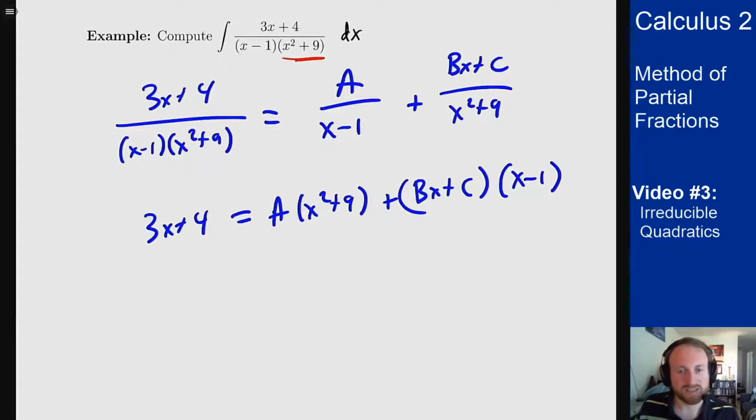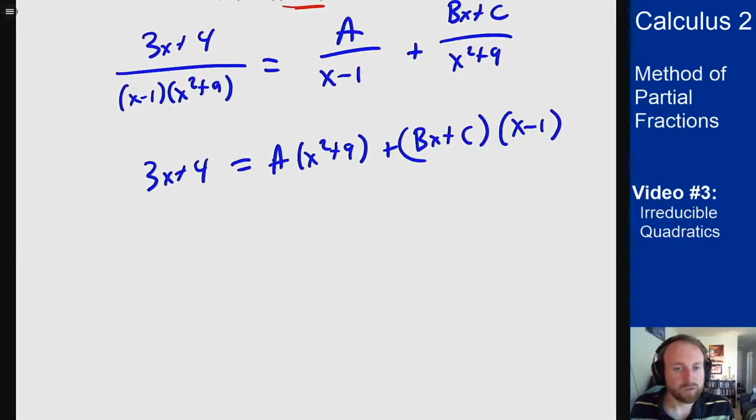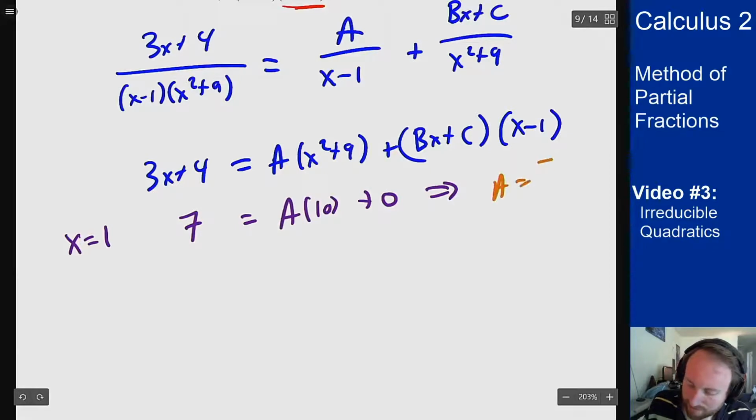You may still have to solve a system once you're done to get these coefficients. But let's see what we can get out of this. So we're going to start by plugging in x equals 1, because that'll get rid of the x minus 1 term and make this expression easier. Plugging in x equals 1, the left-hand side gives me a 7, and the right-hand side gives me a times 10 plus 0. So a is 7 over 10.